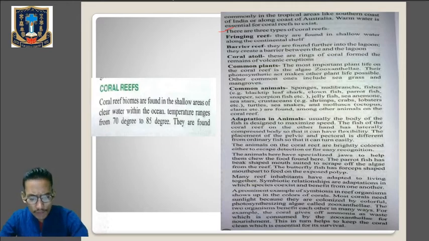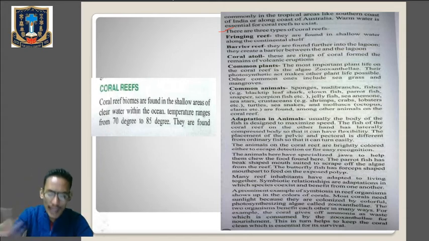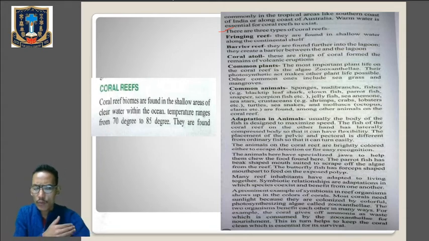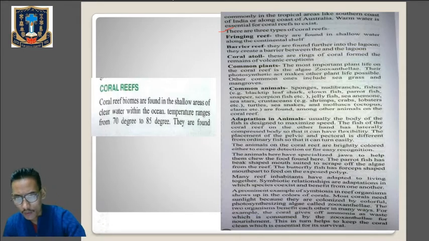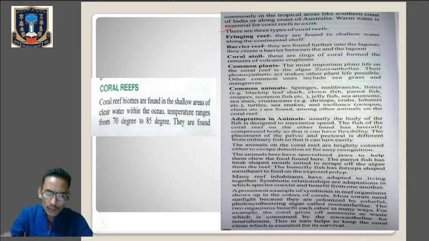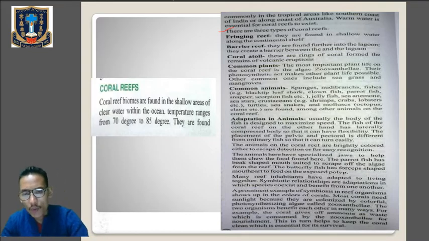Fringing reefs are found in shallow water along the continental shelf. Barrier reefs are found further into the lagoon, and they create a barrier between the lagoon and the open water. Then coral atolls are rings of coral formed from the remains of volcanic eruptions.